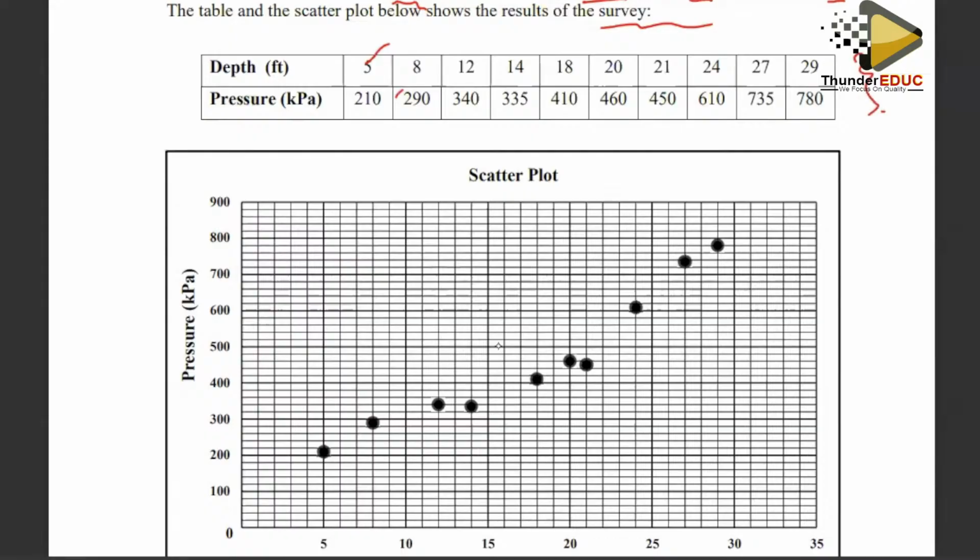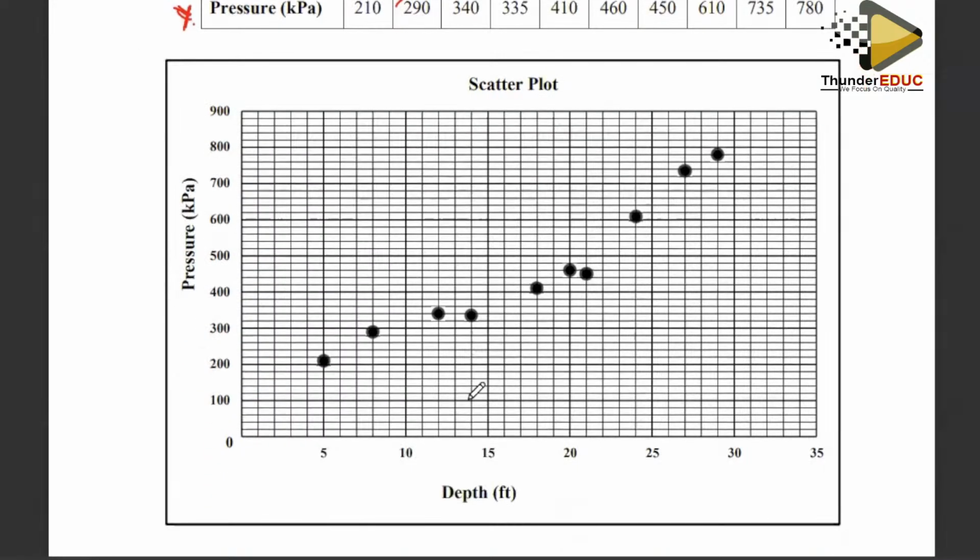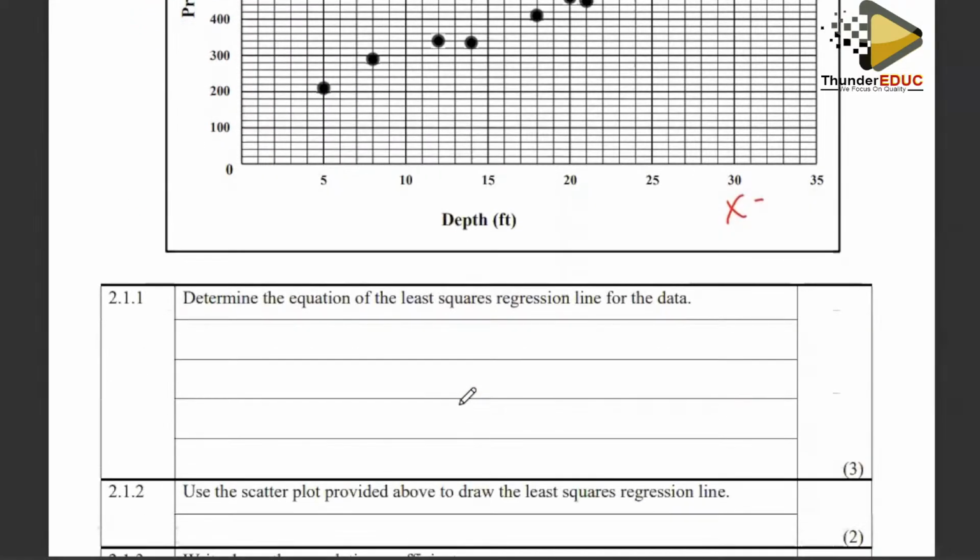So remember the first variable will represent the x, and then the second variable will represent the y. But even the graph tells it all, that the pressure is on the y-axis and then the depth is on the x. So when I punch all of this into my calculator, we know that the equation of the least square is given as a plus bx. Some people write it as bx plus a, no problem.